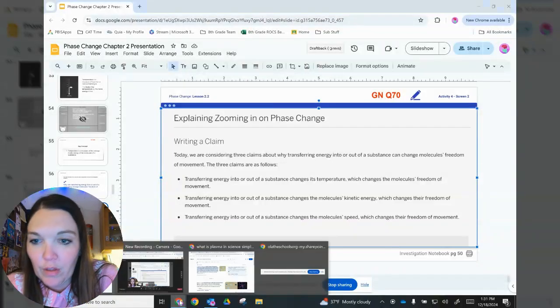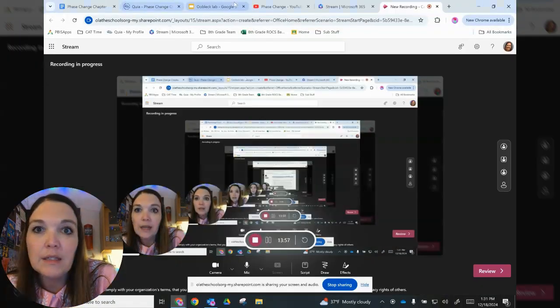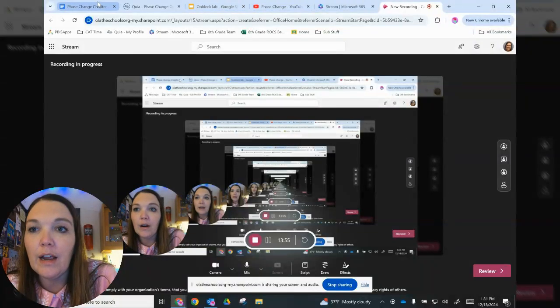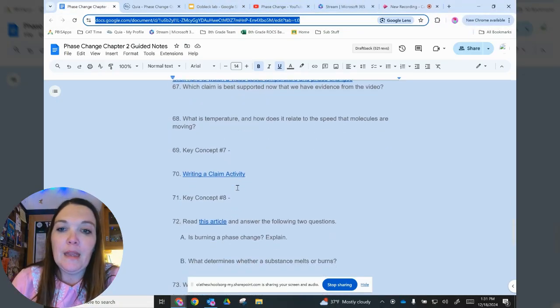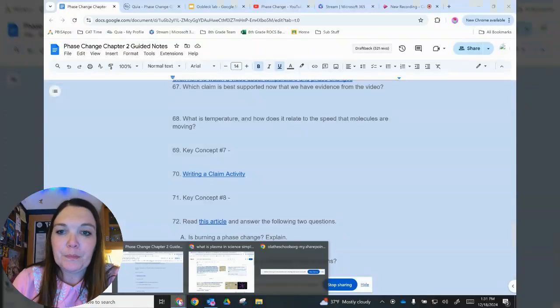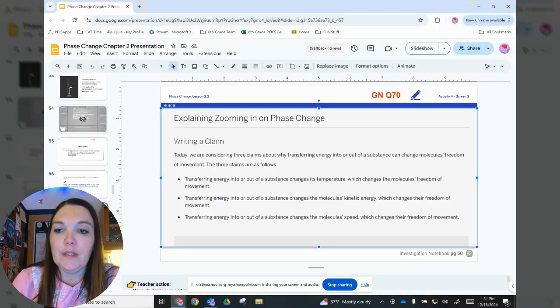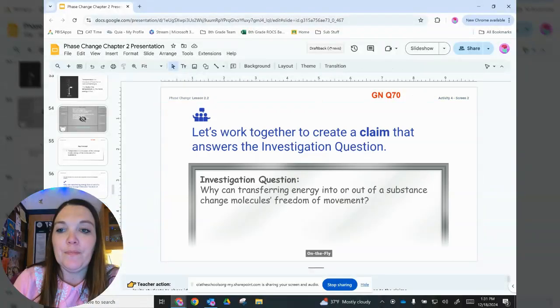Okay, so with all of those things, let's look at our actual phase change notes. Writing the claim activity is right here. You're going to need to do that in your guided notes. Okay, so get that done. Make sure you put some information in your actual notes about it.